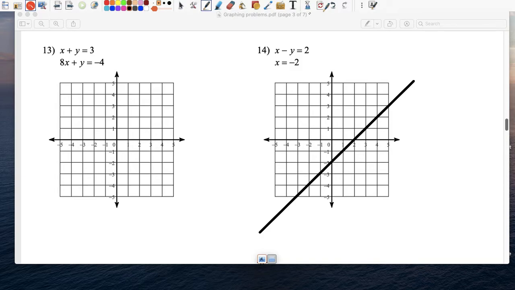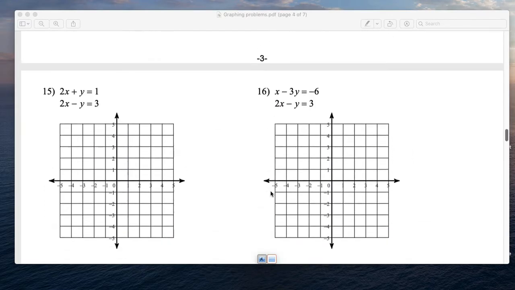On the back page, I think it's 23, 24. Oh, shoot. 21, 23, 24. That's what it looks like. Let's go 21.